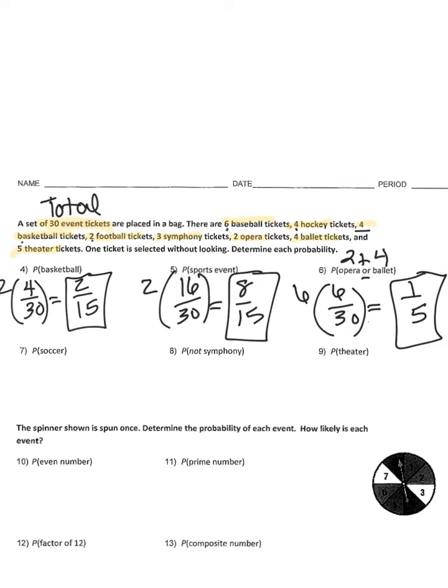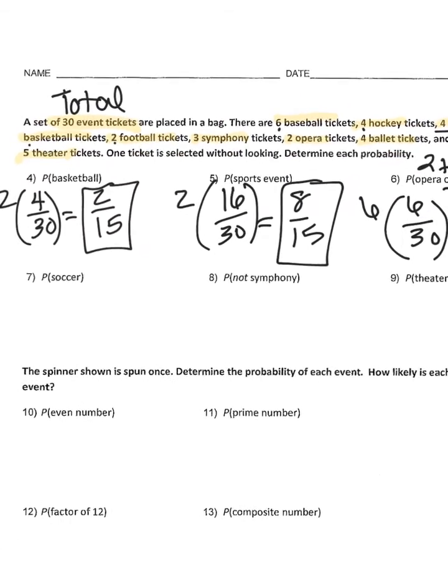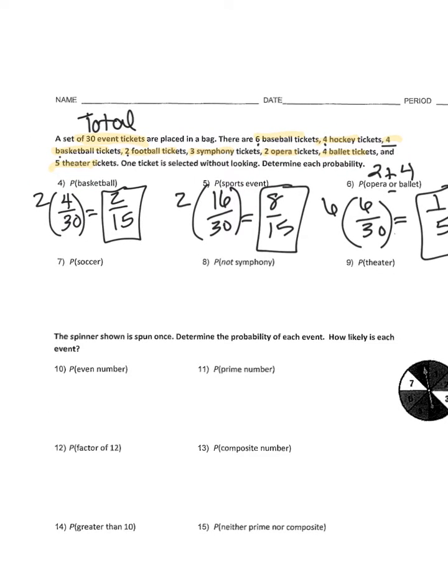Number 7, the probability of pulling a soccer ticket. Well, if we go back up and we look at this problem, I didn't see any soccer tickets. So the probability of me pulling a soccer ticket out of this whole bucket is 0.